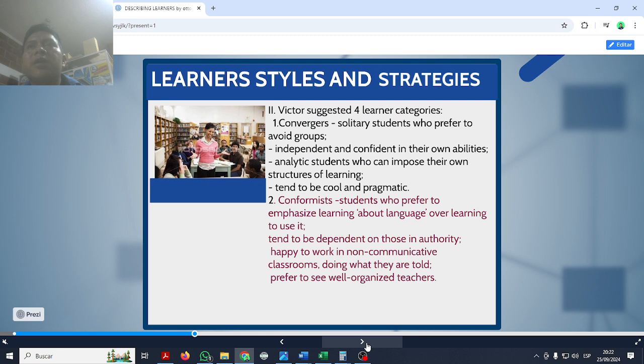Learner styles and strategies. In this case, Victor suggests four learner categories: convergers, solitary students who prefer to avoid groups, independent and confident in their ability, analytic students, and conformist. In other cases, conformist students are students who prefer to emphasize learning and tend to be dependent on others, etc.